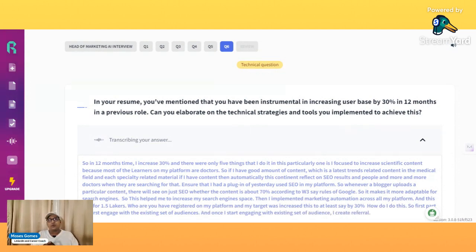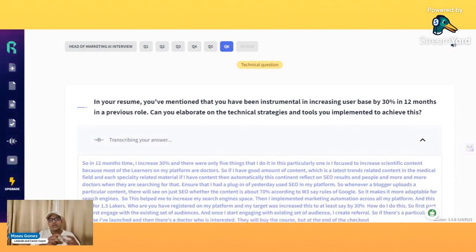So if there's a particular course I've launched and a doctor is interested, they will buy the course, but at the end of the checkout, it will also show them that they get a 10% discount if they buy, but they get a 30% discount if they bring 5 more of their friends to join this course. What literally happened was that the person started sharing this course via WhatsApp and social media to other colleagues who might join, and they can get the 30% discount. So you can join the course at a 10% discount, but if you are able to get more doctors, you will get an additional 20% rebate.